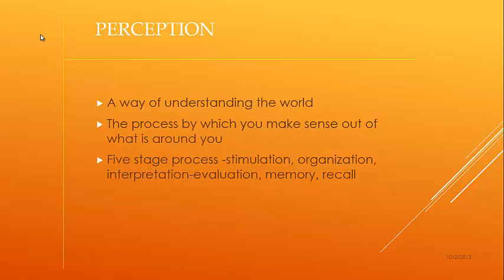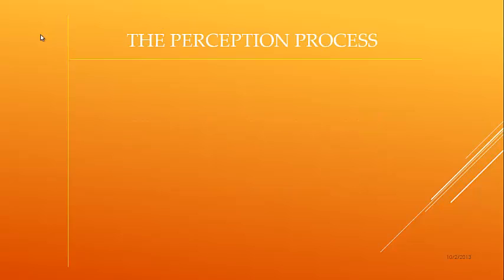There are 5 stages of perception, and we'll get into these right now. The first stage is stimulation. Again, something comes onto my radar screen and I become aware of some sort of stimulation. There are 2 important theories when it comes to stimulation.